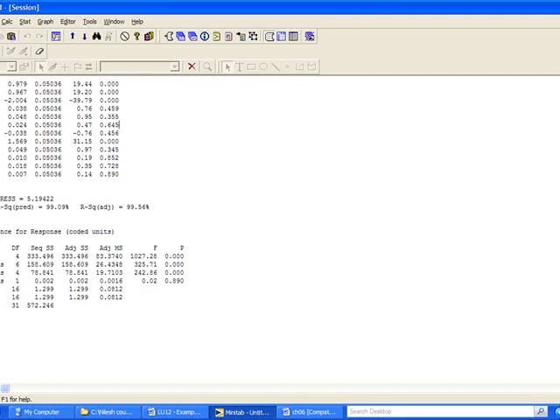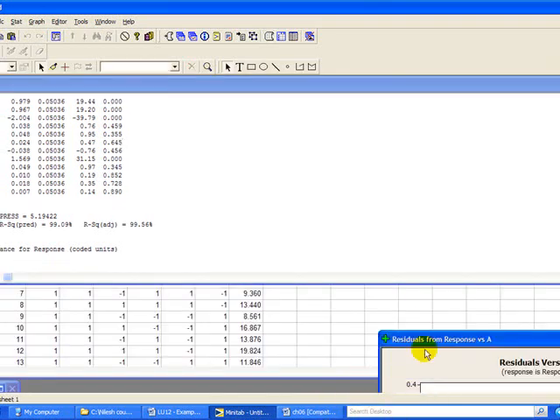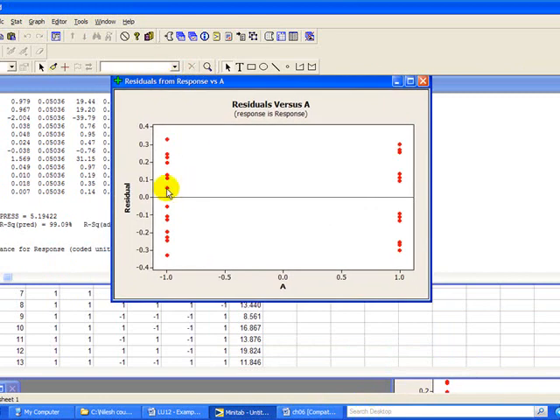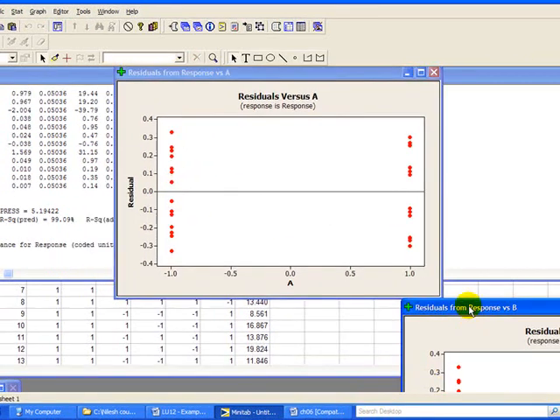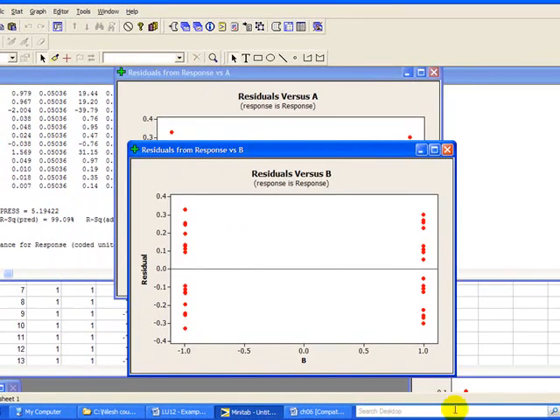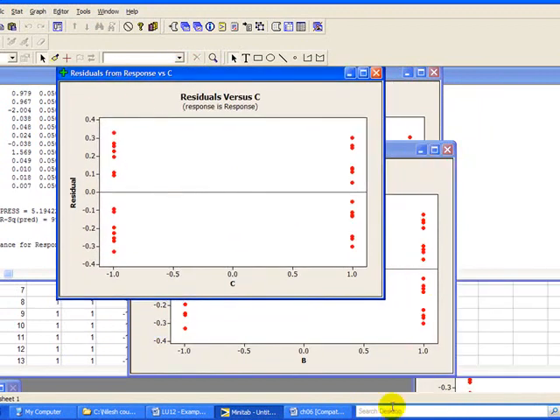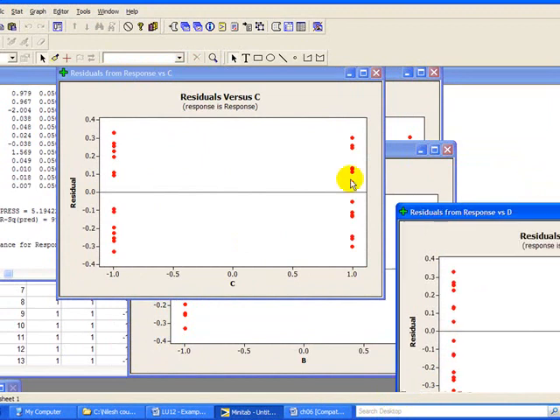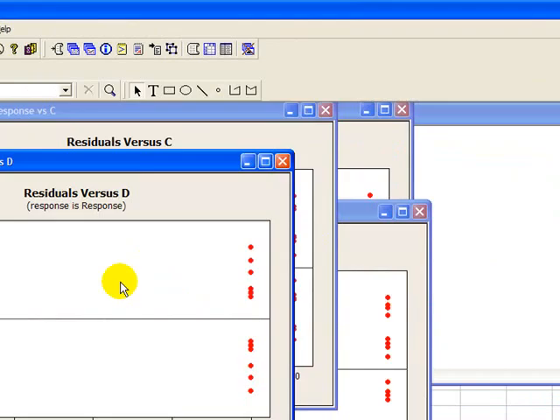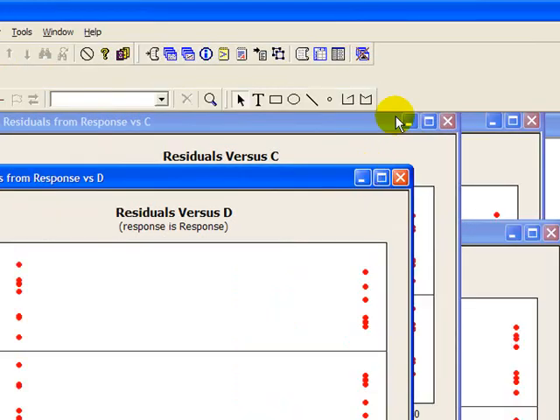Now let's look at the other plots. Doesn't seem anything unusual about these plots also. These are basically plots of residuals versus the factor, right? So nothing unusual about these plots.